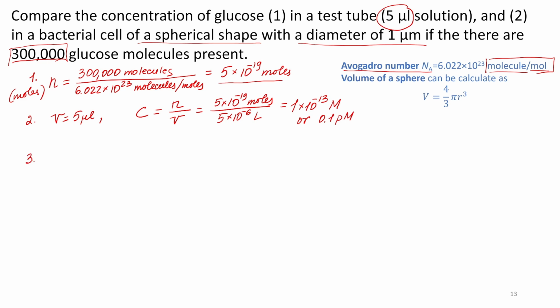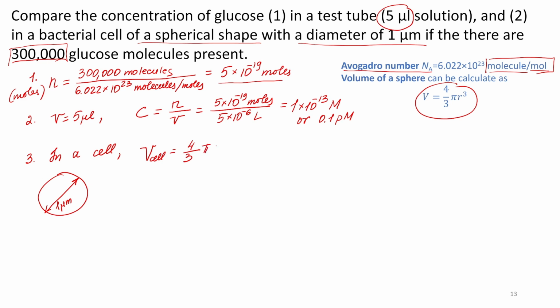Next step is to determine the volume of that cell, right? So we have that cell with a diameter of 1 micrometer. And here we have the formula for the volume. The volume of a cell would be 4/3 multiplied by the constant pi and r cubed. Now, we want to have a volume in liters. We have some metric unit, right?